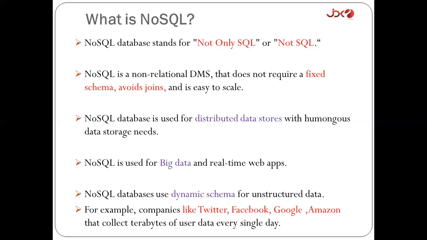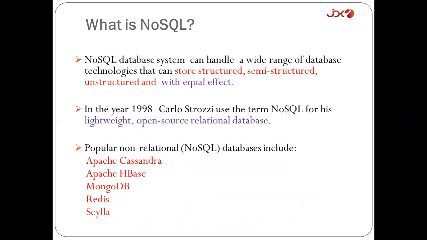NoSQL is mainly used for big data and real-time web applications. Its databases have dynamic schemas for unstructured data. For example, companies like Twitter, Facebook, Google, and Amazon collect terabytes of user data every single day. So NoSQL databases can handle a wide range of data technologies, whether semi-structured, structured, or unstructured, and they are effective.